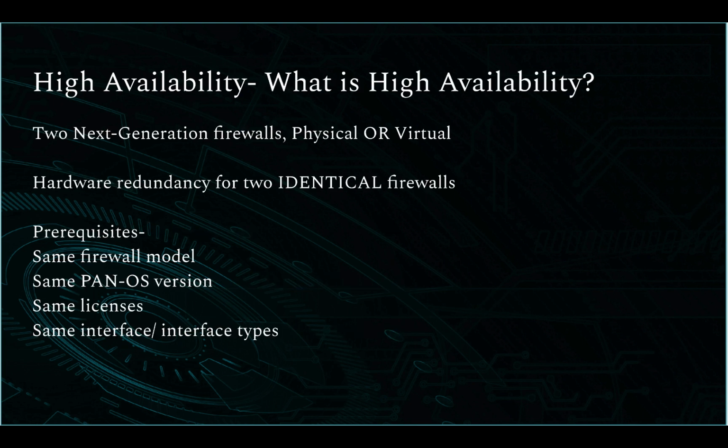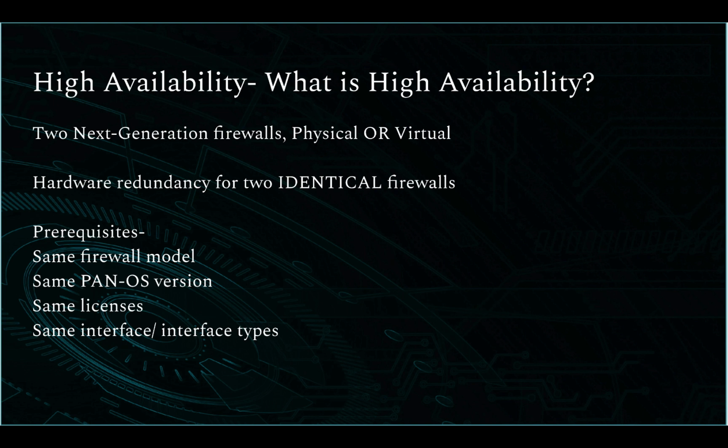So what is high availability? The way Palo Alto Networks defines high availability, it's that connection or that ability to fail over between two next generation firewalls, be they physical or virtual. So you need to understand that the physical and virtual firewalls within Palo Alto Networks are both capable of doing high availability and doing that failover of sessions and traffic from one firewall to another firewall.